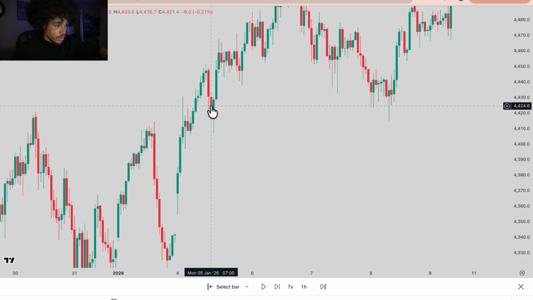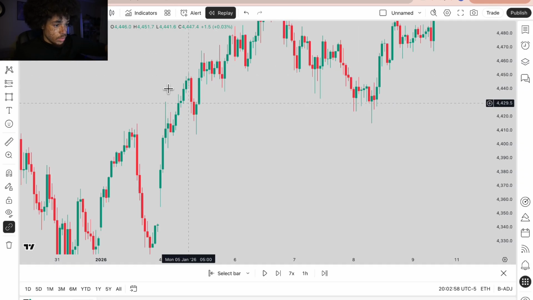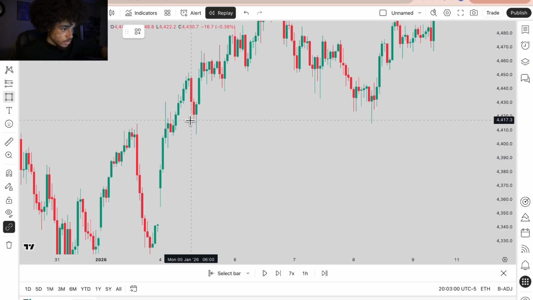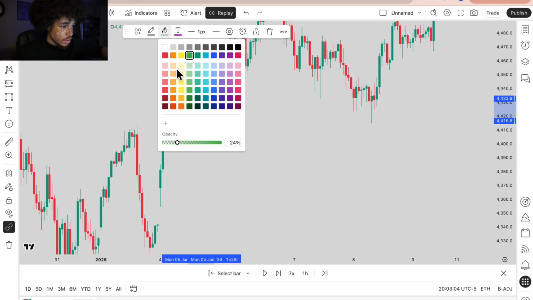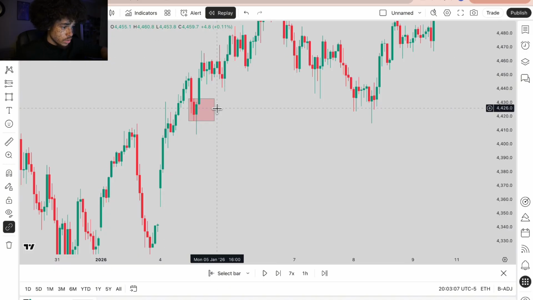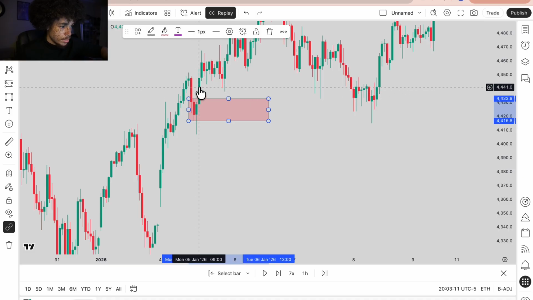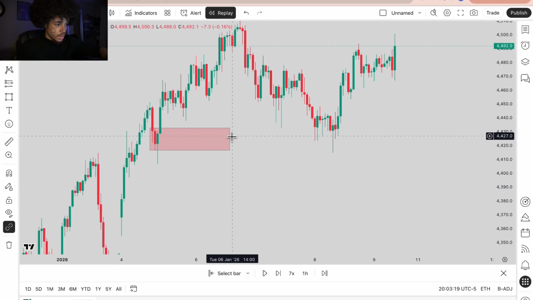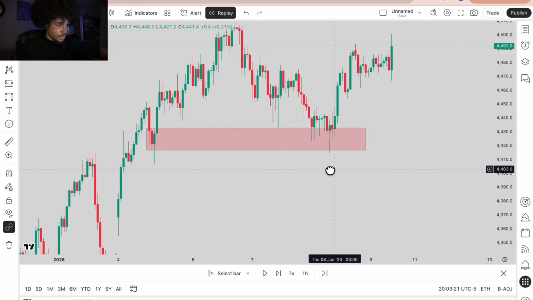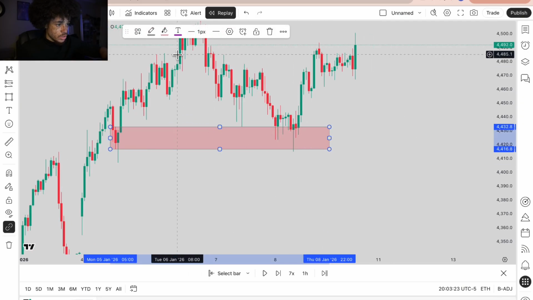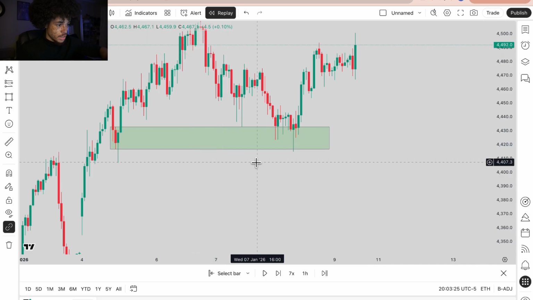Let's focus on this one. This red candle, we're gonna mark that out. This is one that we're gonna focus on just because we created a pretty big gap on the way up. It's three candles. A gap was created, an imbalance was created on the way up. If I drag this out to the side, I can see that this demand zone was tested and respected.